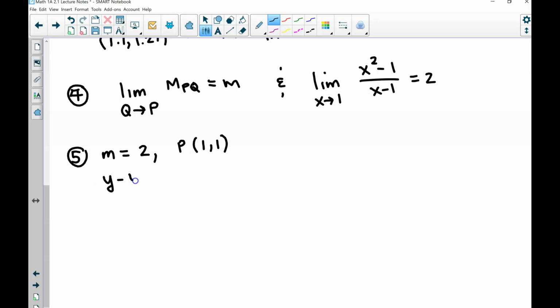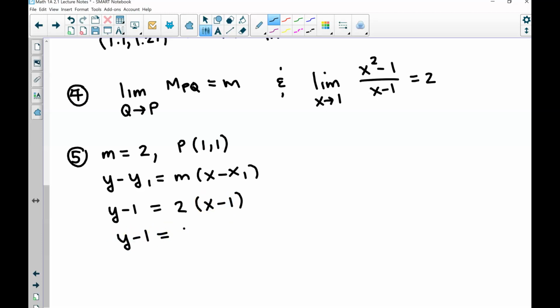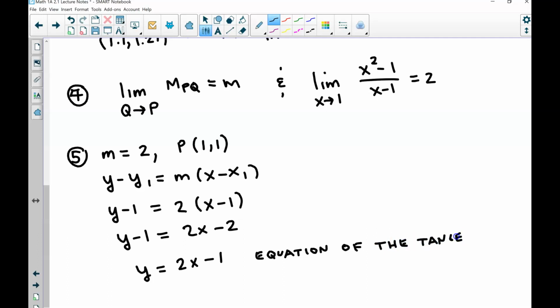We have y minus y1 equals m times x minus x1. So we have y minus 1 equals 2 times x minus 1. Y minus 1 equals 2x minus 2, and therefore y equals 2x minus 1. So this is the equation of the tangent line through the point (1, 1).